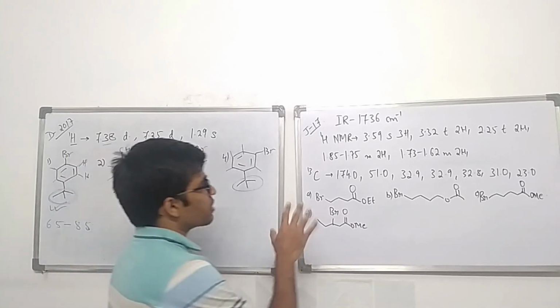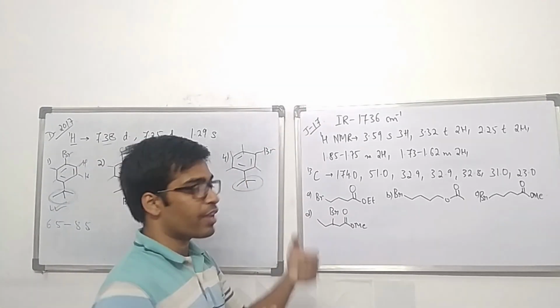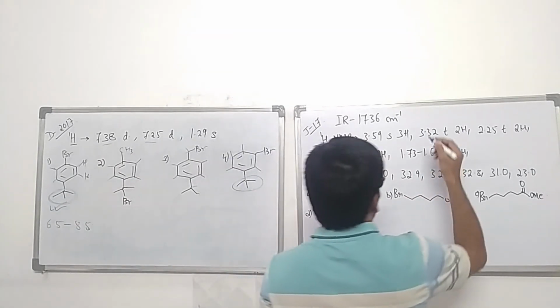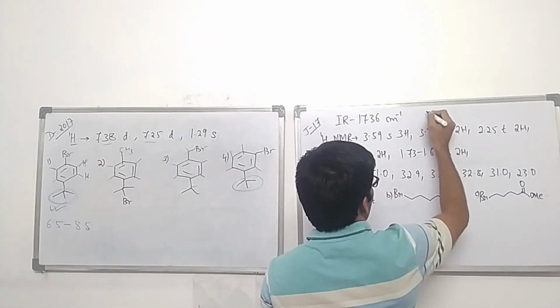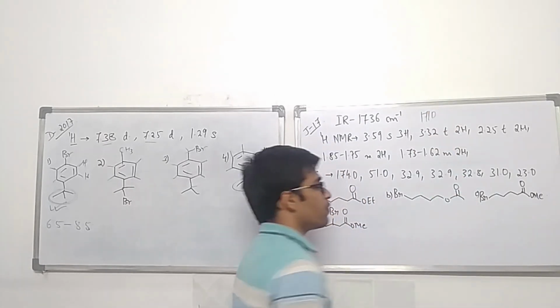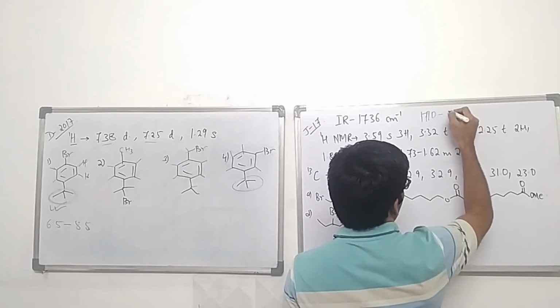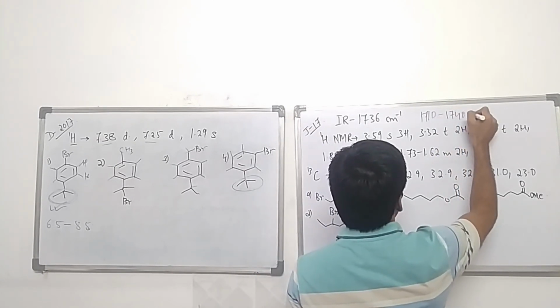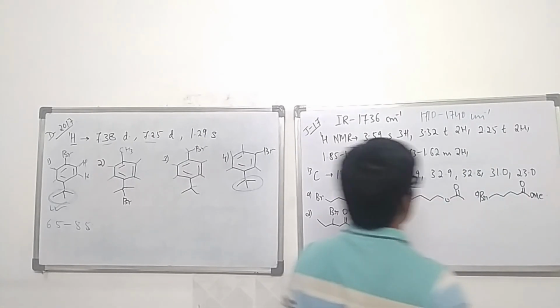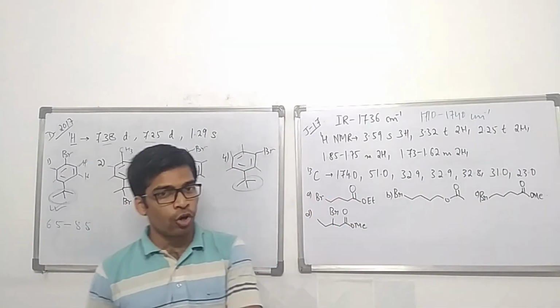Now in this case, this question came in June 2017, and if you see, the question has the very first data of an IR spectra. Now IR spectra, most of the time the data which is given corresponds to carbonyl. Carbonyl normally gives in the range of 1710 to 1740 centimeter inverse. Now it might happen that the value decreases to 1690 also.